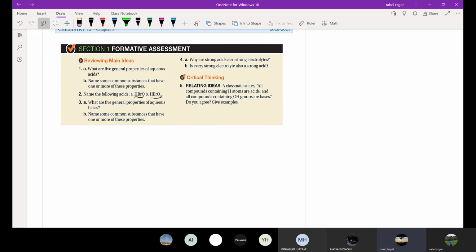I don't agree. No, because you don't. Why? Give me an example, H2O for example is not acid. Exactly. H2O is not acid. Or a better example, for example, NH3 has hydrogen, yet it is a base.